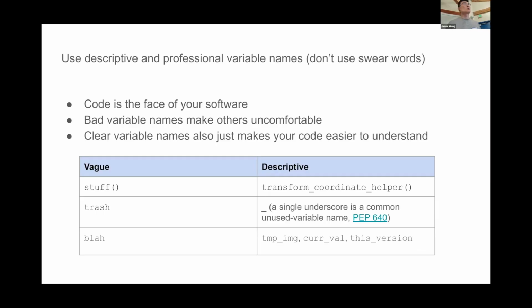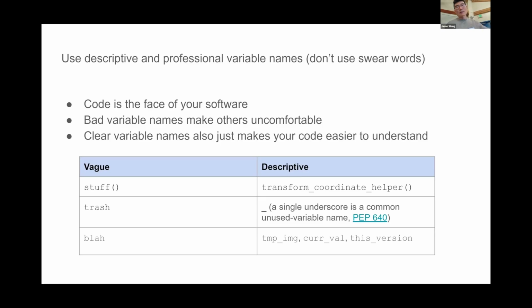Clear variable names in general just make your code easier to understand. I didn't put very bad variable names as the examples, but you can imagine much worse ones. But variable names are free nowadays. You can name them as long as you want. It's okay, it can be a whole sentence.